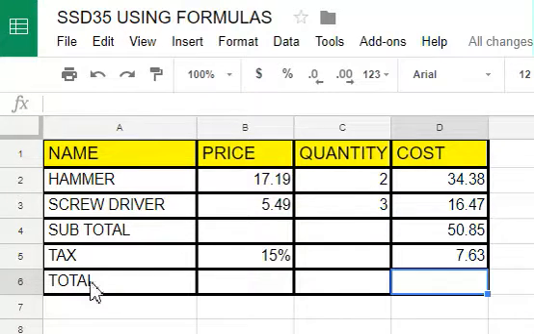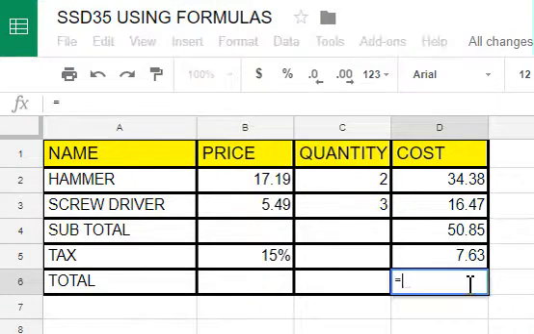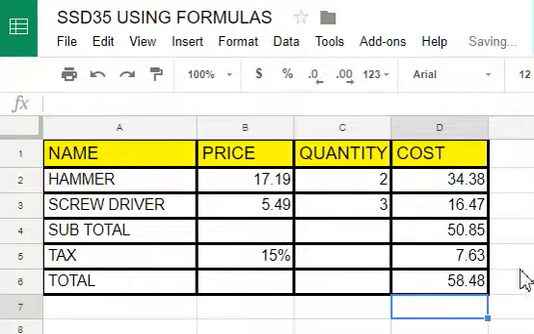And the tax is $7.63. Now I want to know the total invoice. So I'm going to click on cell D6. I'm going to say equals the subtotal, which is in D4, plus the tax, which is in D5, and I'm going to press enter, and so my total invoice price is $58.48.